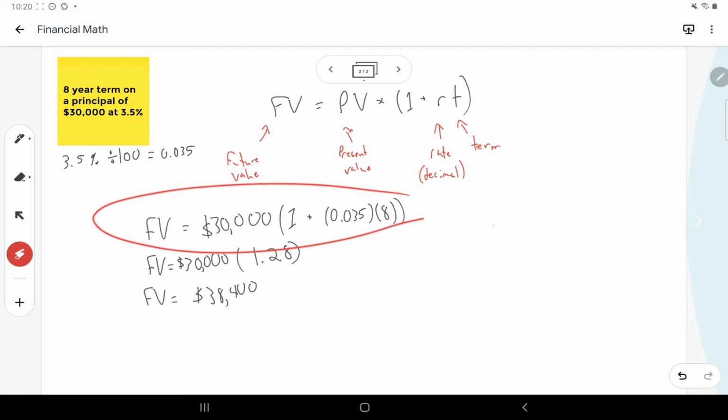Simple as pie once we get here. Okay, so that's how we solve for future value if we have all of the other information. Okay, what if we wanted to do that a little bit backwards?